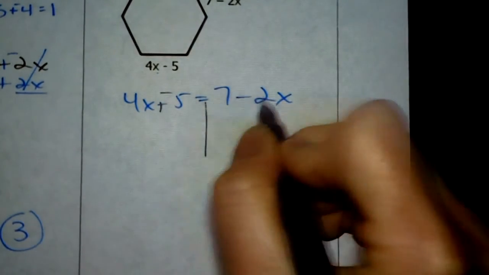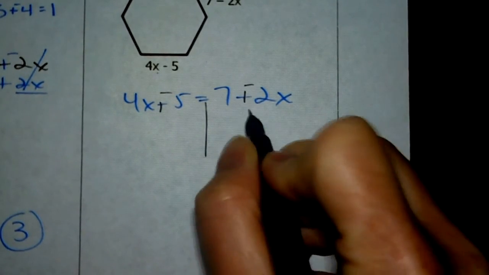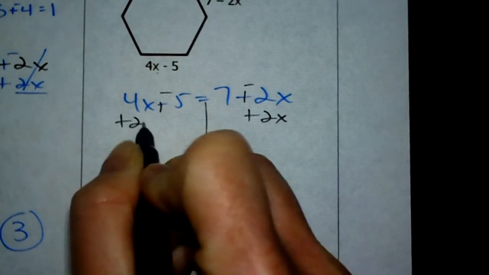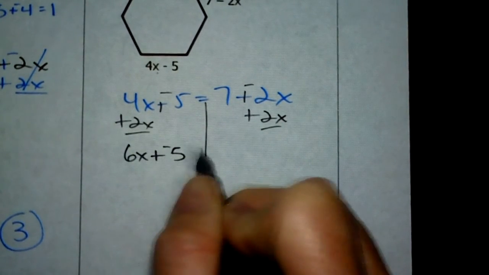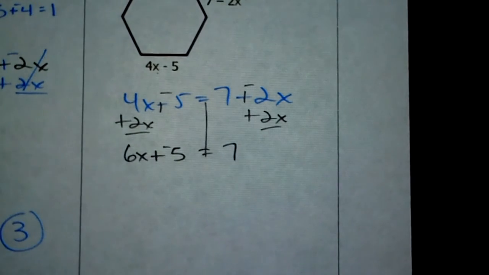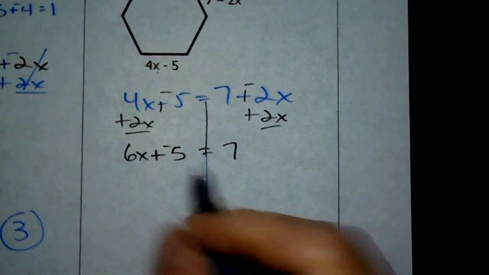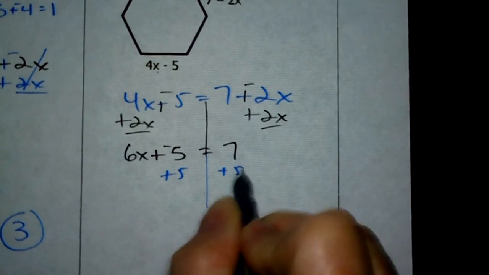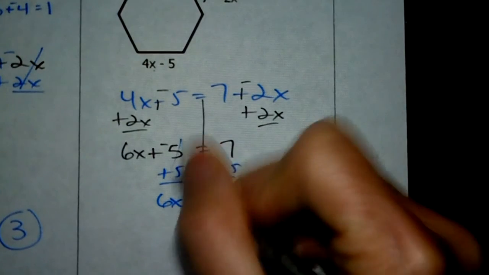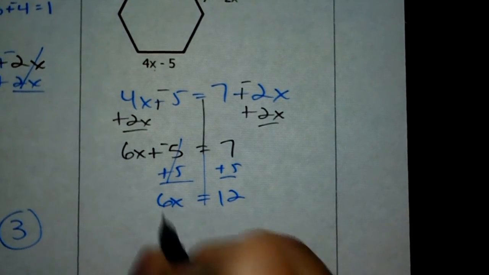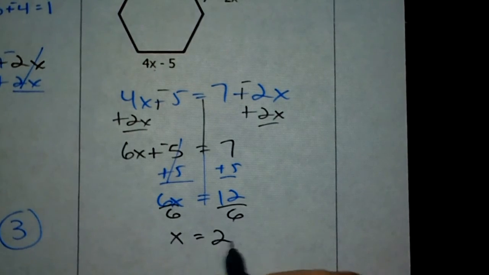So I'm going to keep change, and I'm going to get rid of negative 2x by adding a positive 2x. So that leaves me with 6x plus negative 5 equals 7. Just a regular little 2-step now. I want 6x by itself, so we're going to add 5 to each side. 6x would equal 12, so those 5's are gone. Divide by your 6 because it's being multiplied, and 12 divided by 6 is 2.